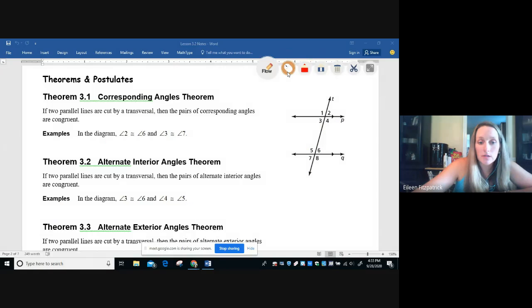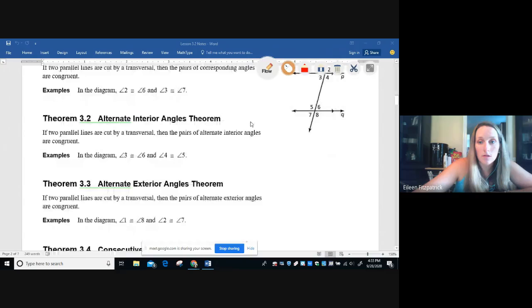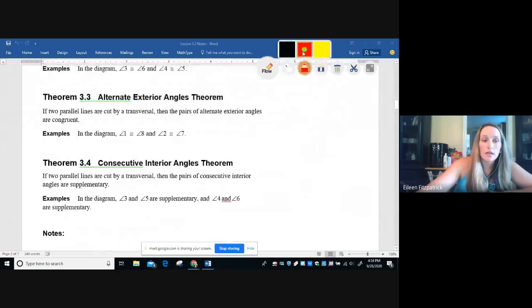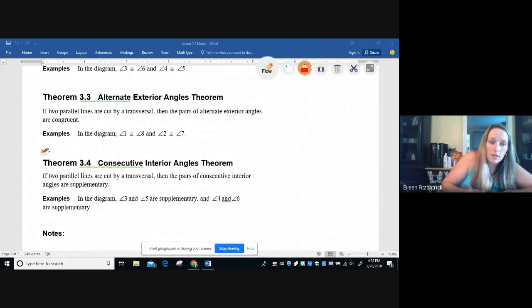The next theorem, the alternate exterior angle theorem, says if 2 lines are parallel and they're cut by a transversal, then alternate exterior angles are congruent. So we're going to write parallel lines implies alternate exterior angles congruent.